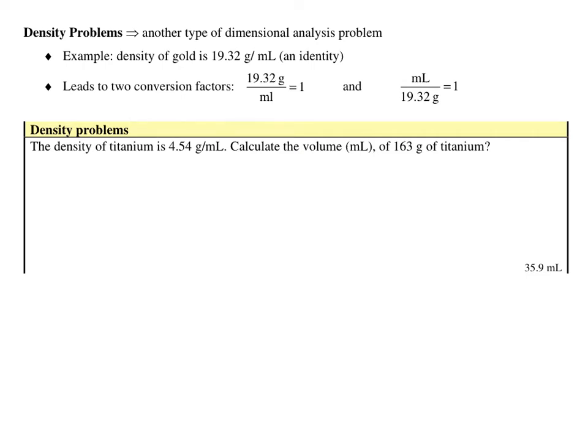In chemistry, you will do yourself a favor to consider density as a conversion factor. We start with an identity. For example, gold has a very high density. 19.32 grams of gold is equivalent to a milliliter of gold. So we can use this identity to write two conversion factors. We choose the factor we need based on the units that we want to cancel out.